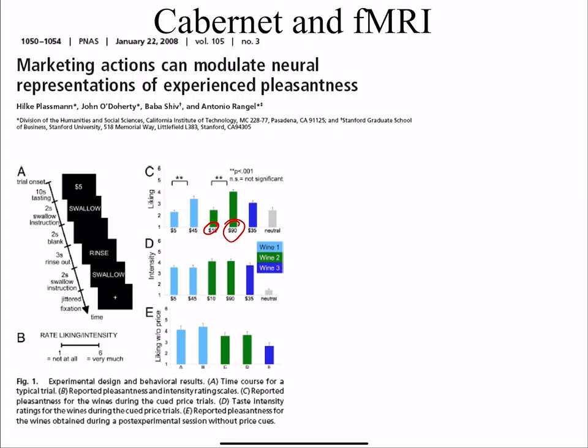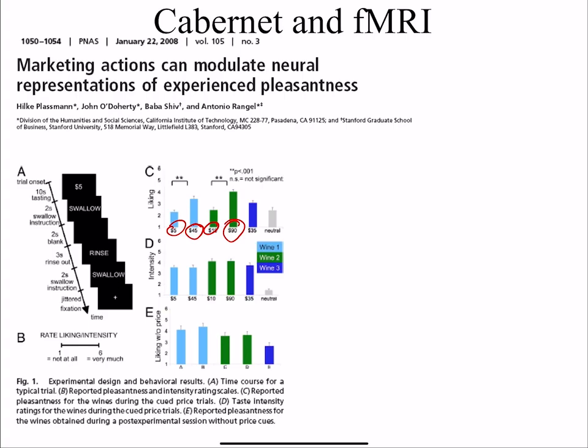This is why Louis Vuitton can sell a bag for $3,000, right? In another experiment, they were told the difference was $45 versus $5, and there was a similar sort of liking difference.